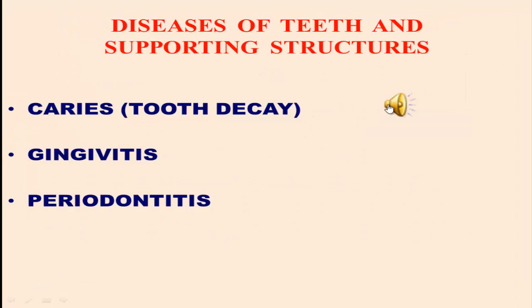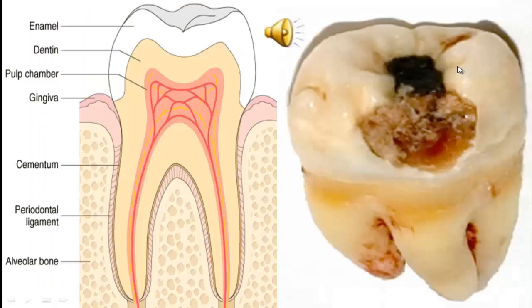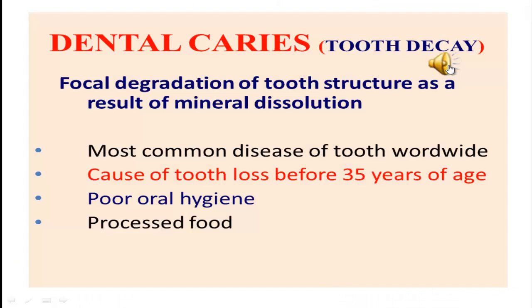We start today's subject with the diseases of the teeth and supporting structures. In this we will discuss three important diseases briefly: caries tooth, gingivitis and periodontitis. Dental caries may be defined as focal degradation of tooth structure. The cause of dental caries is mineral dissolution by acid metabolic end products from bacteria present in the oral cavity. These bacteria are capable of fermenting sugars.